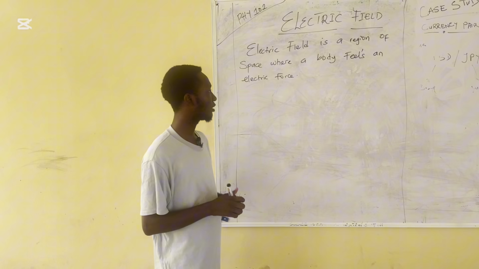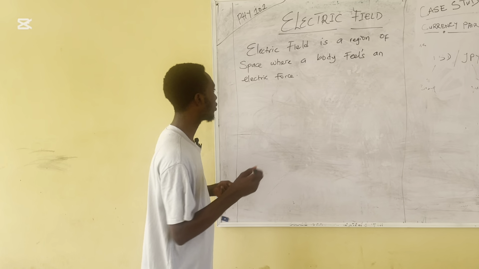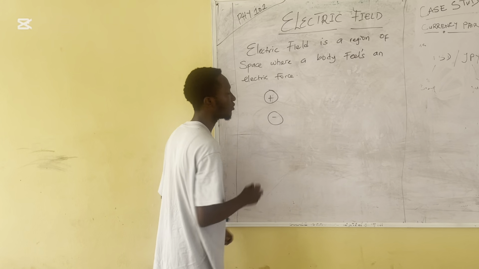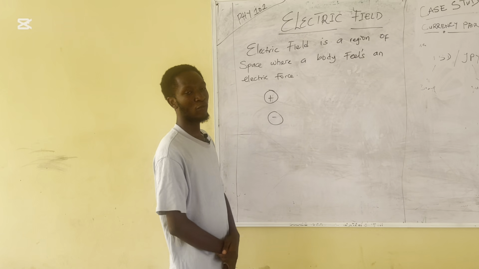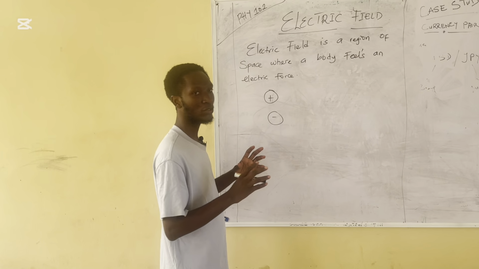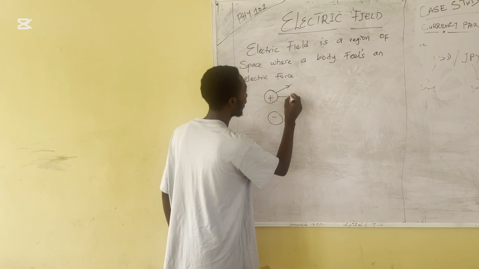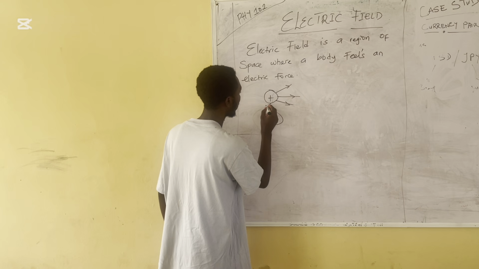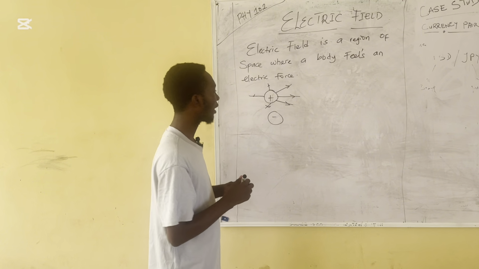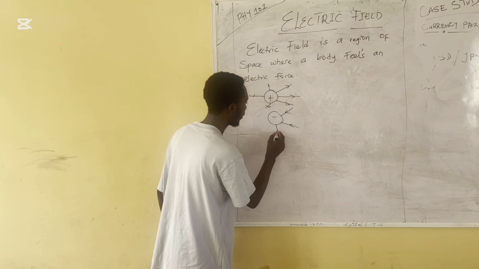There are two types of charges, which are positive and negative charge. Let's represent it like this: this positive charge and this negative charge. For positive charge, it always has line of force, and the line of force always moves outward. But for negative charge, the line of force always moves inward.